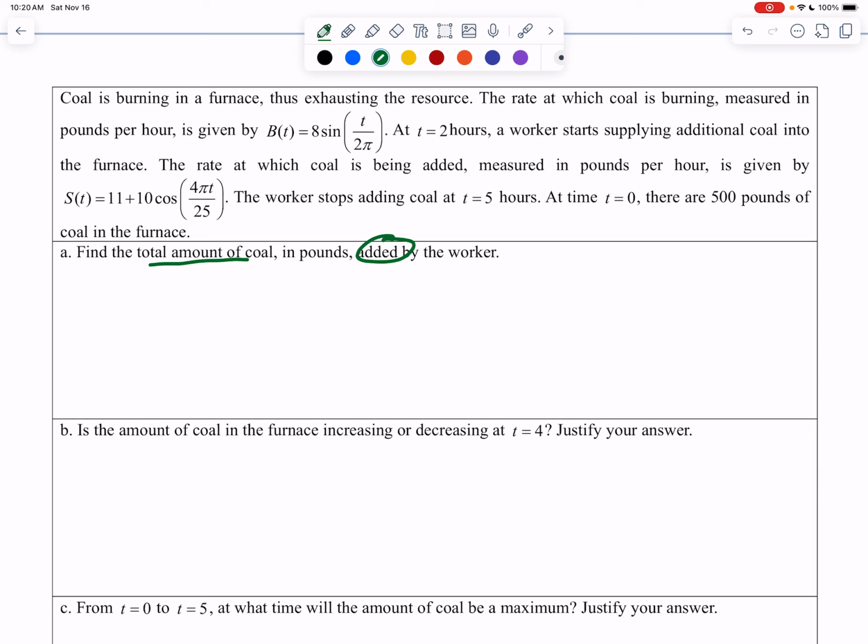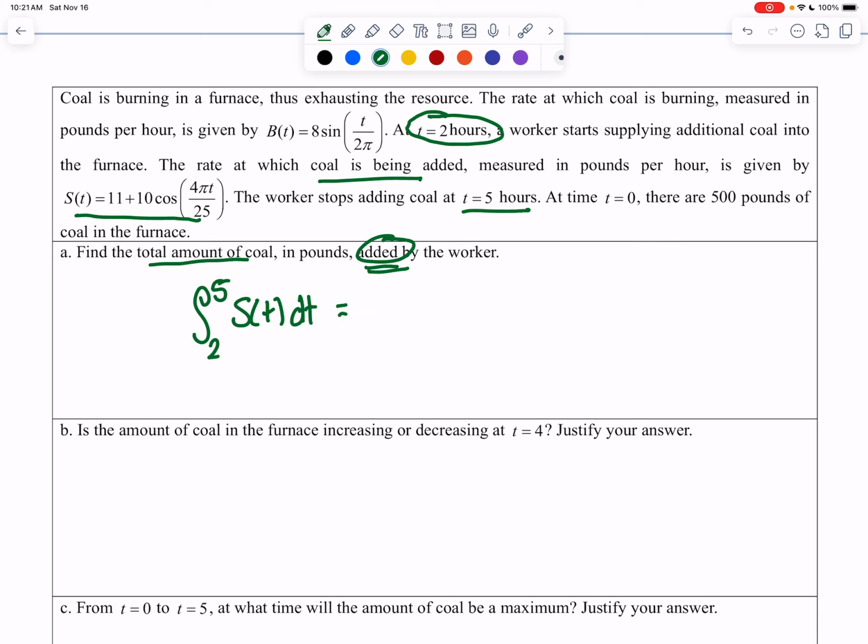For part A, it asks you to find the total amount of coal in pounds added by the worker. This did not mean the total amount of coal at t equals 5. It only wanted the amount of coal added by the worker, so just the rate in part. So my rate in part is going to be the amount of coal being added, which is S of t. However, this starts at time t equals 2 hours and stops at t equals 5 hours. So I'm going to go from 2 to 5 of S of t dt.